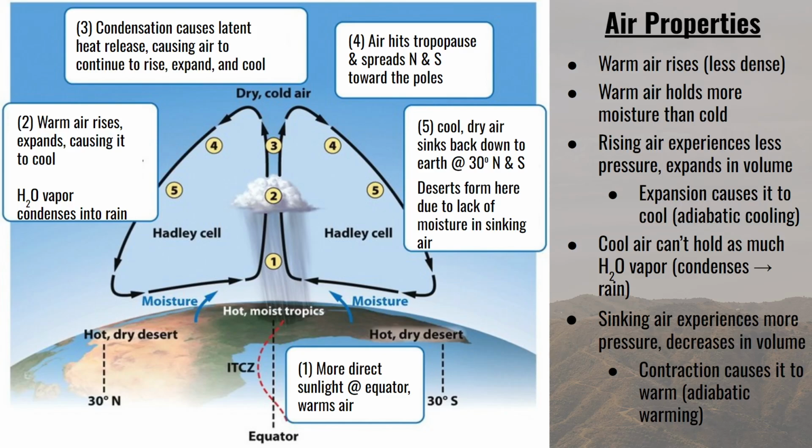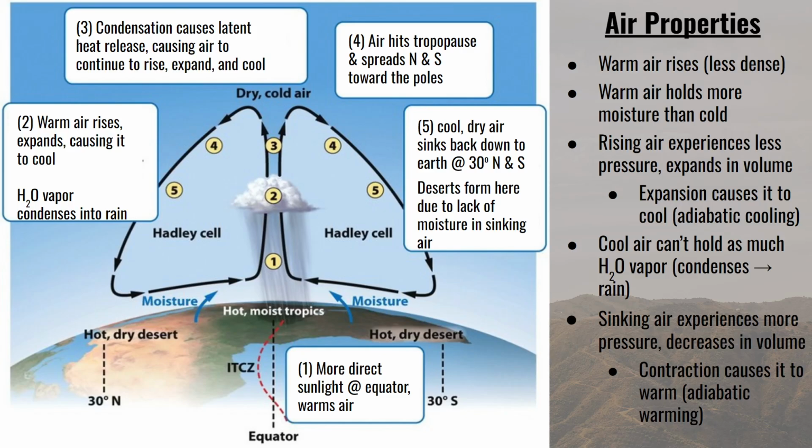In step 3, the air continues to rise and cool and expand further. In step 4, this air is expanding and spreading out even further. And then in step 5, we have cool, dry air that is sinking back down to Earth, right about 30 degrees north and south. As we can see in the diagram, this is going to explain why we see this predictable pattern of deserts forming all over the Earth around 30 degrees north and south. It is because the air that is descending back down to Earth here is incredibly dry, so we get deserts.